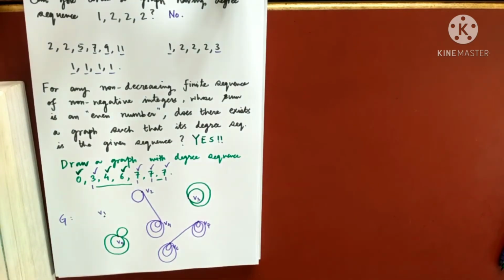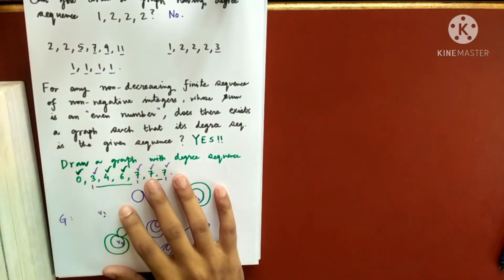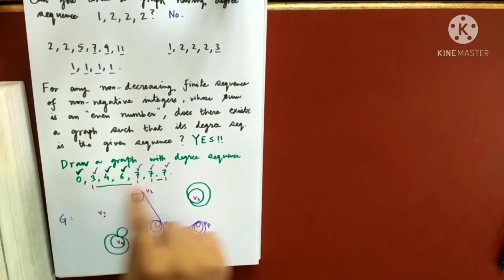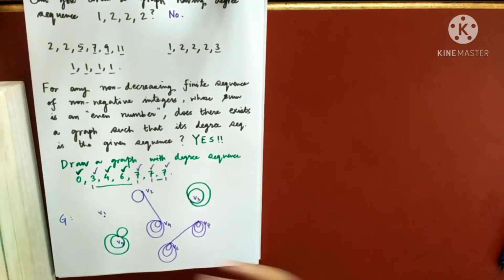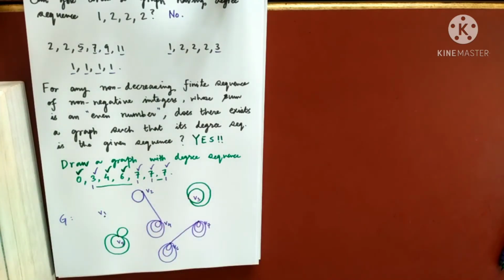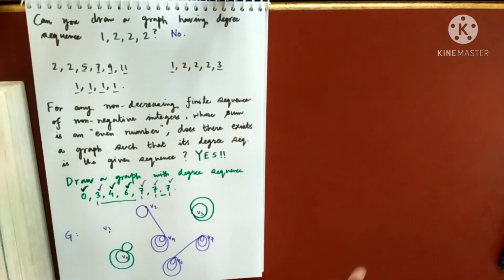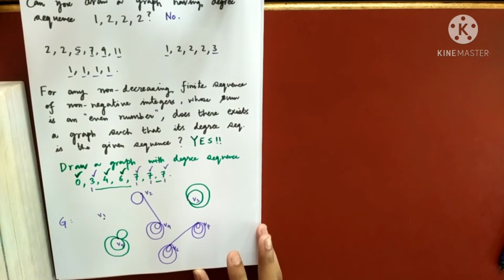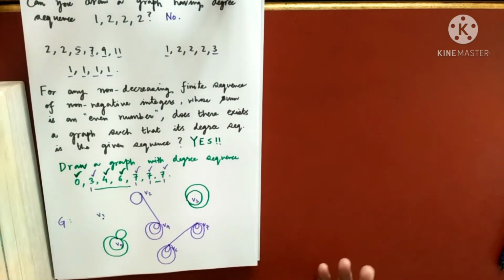So just what I was telling, a few things to keep in mind. This is not the only unique way of drawing a graph G having this degree sequence. There can be another graph whose degree sequence is this, but looks completely different. Okay, so keep that in mind. But this technique will help us draw any graph having any given degree sequence. Okay, so good enough. This was all about it. One new topic I'll start.